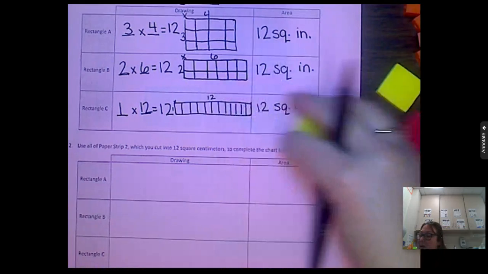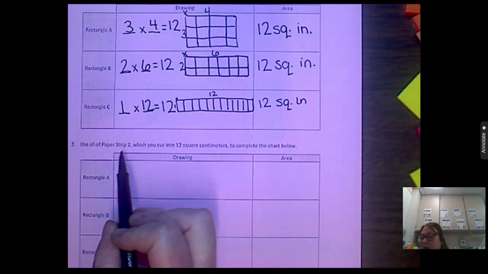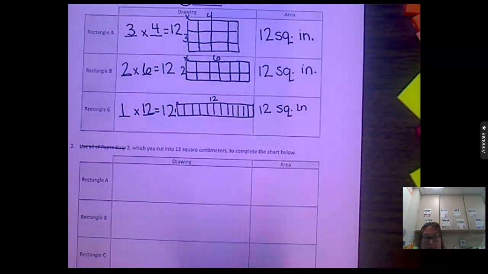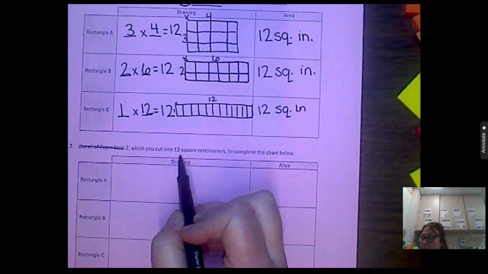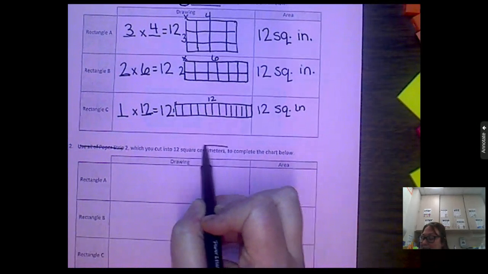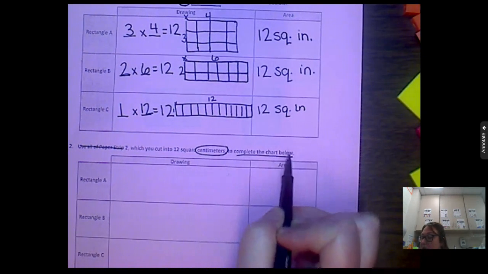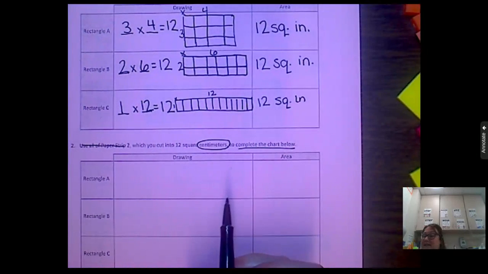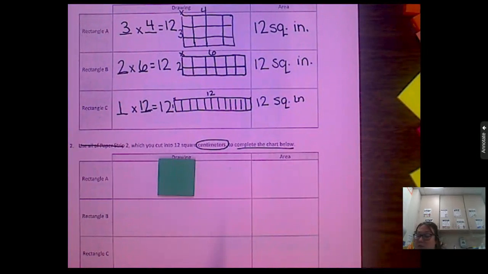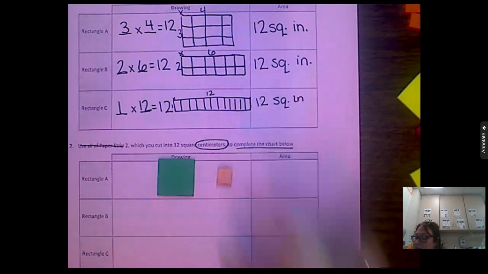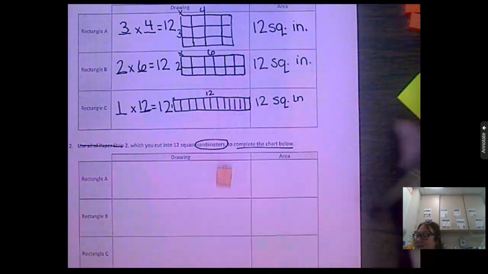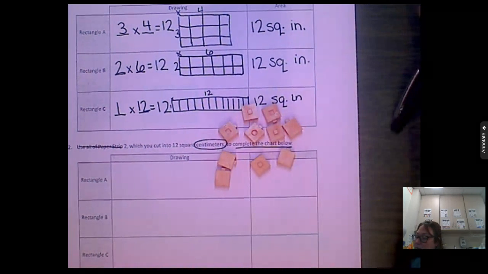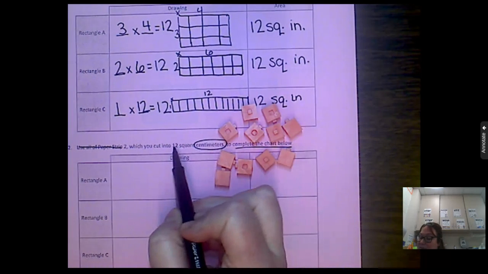All right, moving along. So number 2 says use paper strip 2, which we're not using these paper strips, right? We have our own things, or you're cutting up your paper, to cut into 12 square centimeters to complete the chart below. So now you have your paper tiles that are centimeters. So here was the size of your square inch papers. Here is the size of your square centimeter tiles. We still want 12 of them. Okay, so here's that. We still have 12 of them.